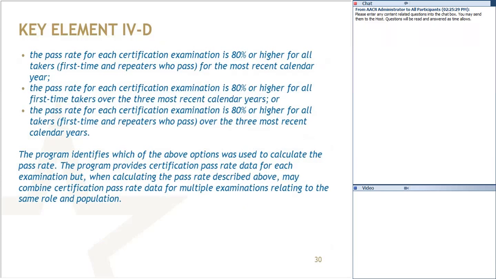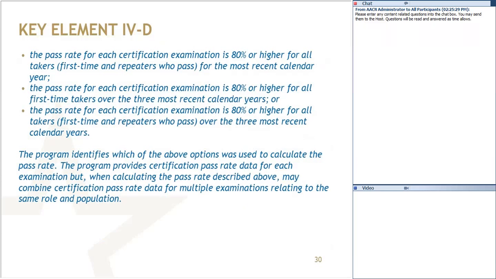Another option, similar to what we saw in 4C with licensure rates, is that we can look at not only first-time takers, but all takers. So if first-time takers and any repeaters who pass, if we add those numbers together and we get 80% or higher for the most recent calendar year, then there is compliance.